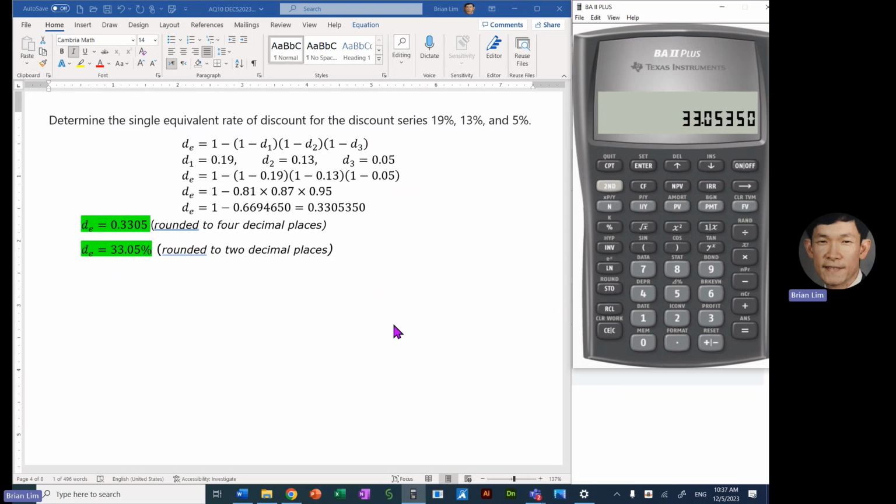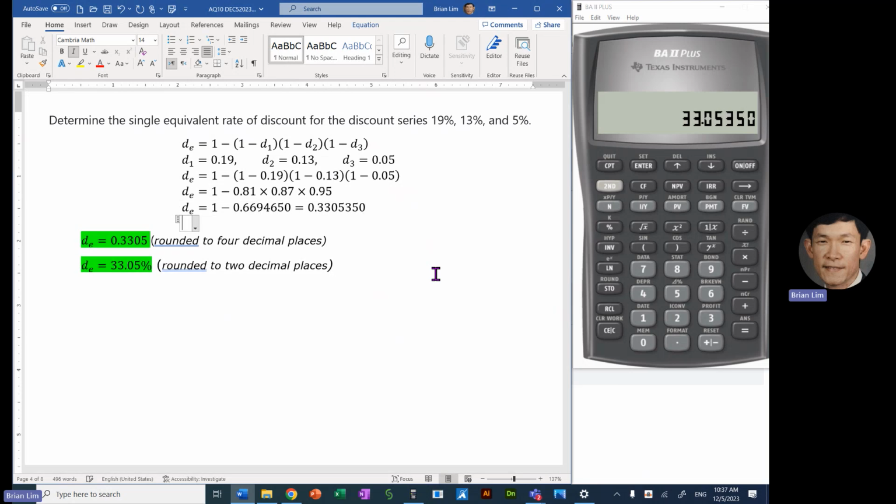All right, so that is how we do it. Now, if you wish to be more correct, I guess you could add another line in here and say that D sub E is equal to 0.3305, and you have 4 decimal places. All right, good. So that will take care of that question. You just needed to get the single equivalent rate of discount.